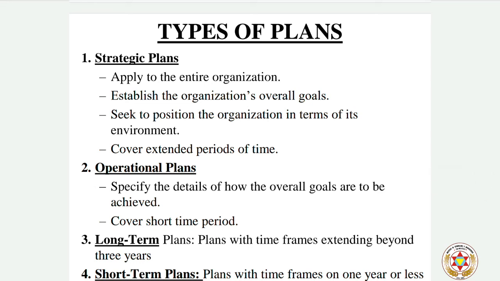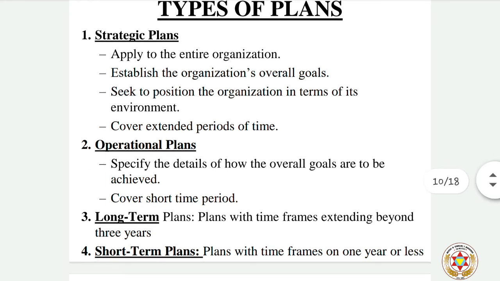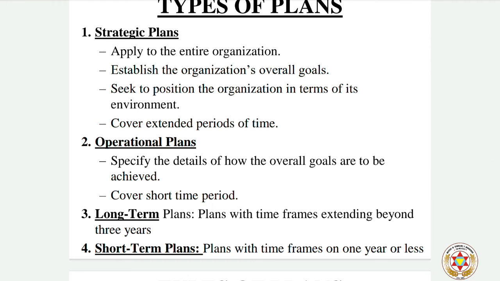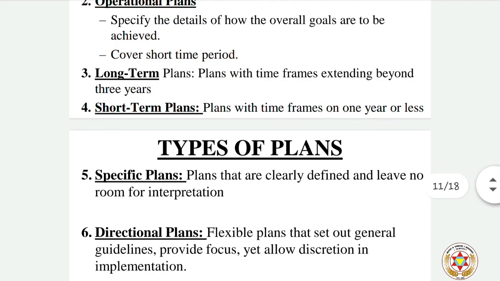First is the strategic plans, which apply to the entire organization. It establishes the organization's overall goals, seeks to position the organization in terms of its environment, and covers an extended period of time. Whereas the operational plans specify the details of how the overall goals are to be achieved and cover a short period of time. Long-term plans are within the framework of beyond 3 years, and short-term plans are within 1 year or less.